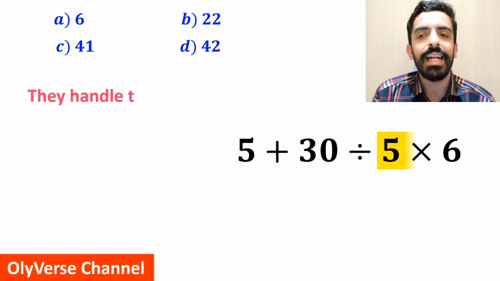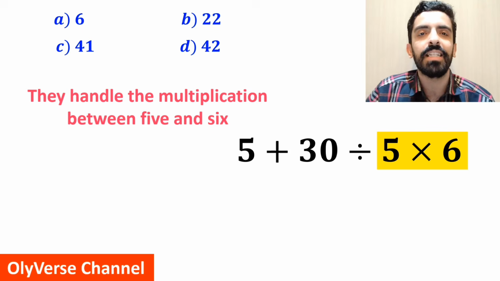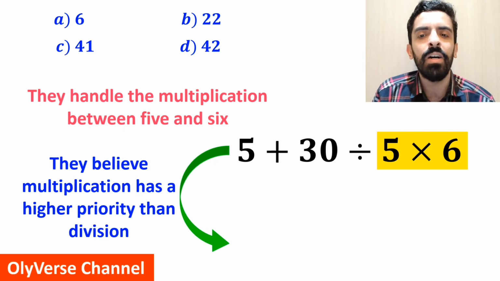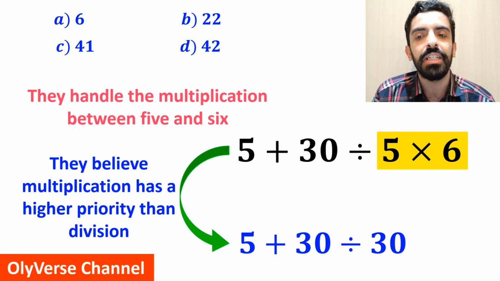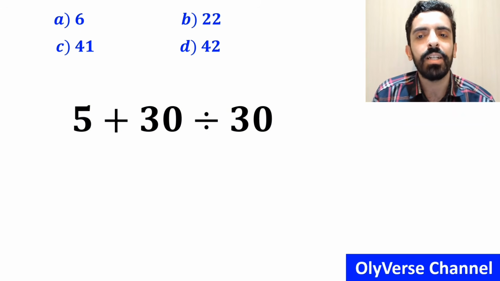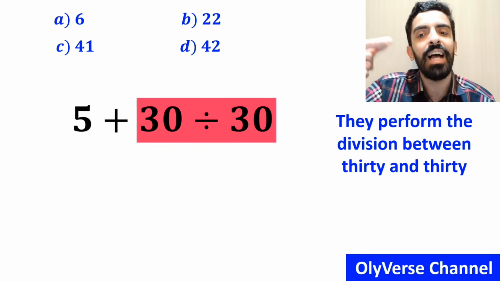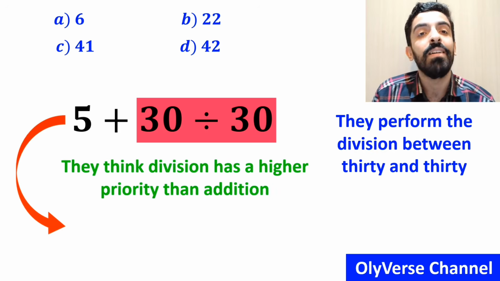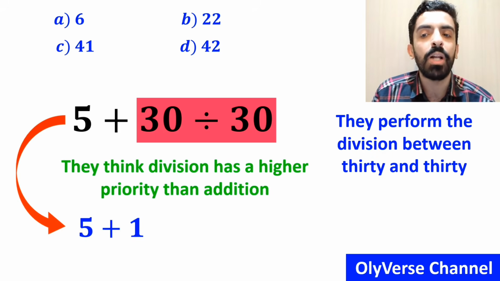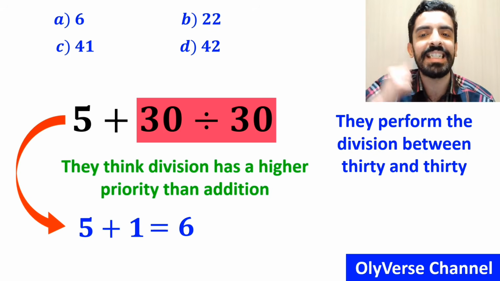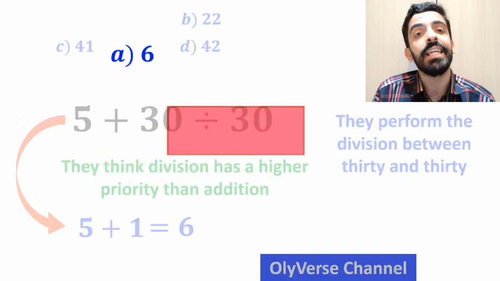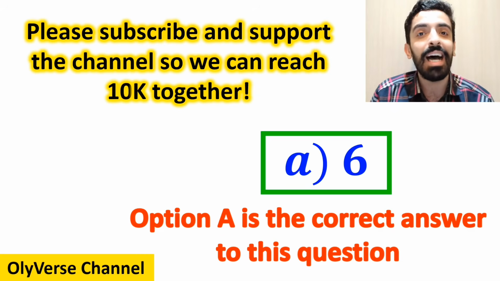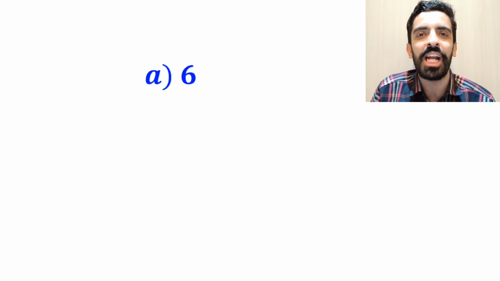In the next step, first they handle the multiplication between 5 and 6 because they believe multiplication has a higher priority than division. So, they rewrite this expression as 5 plus 30 divided by 30. In the final step, they perform the division between 30 and 30 because they think division has a higher priority than addition. So, they simplify this expression to 5 plus 1, which ultimately gives them the answer 6. And immediately, they conclude that option A is the correct answer to this question. However, it's not the correct answer.